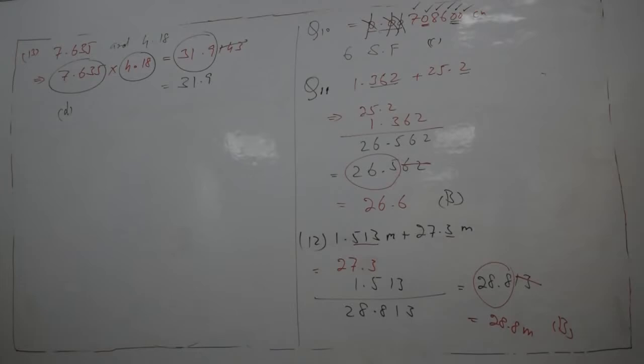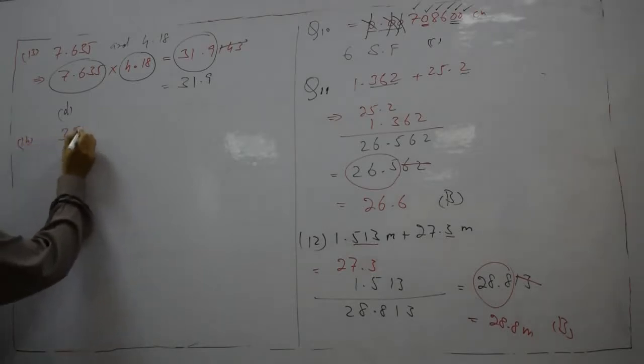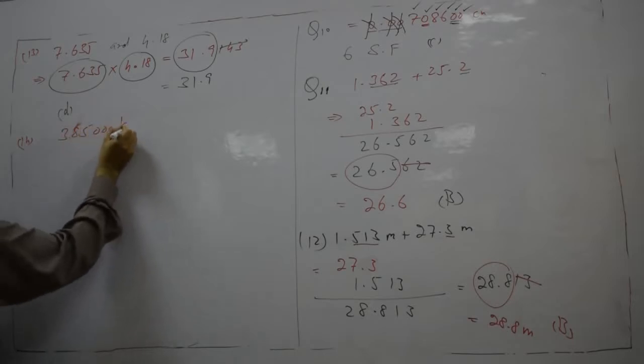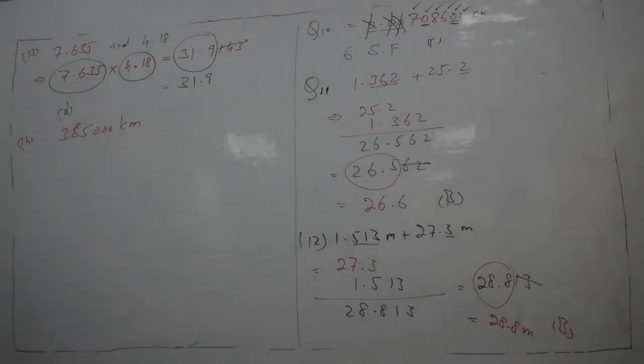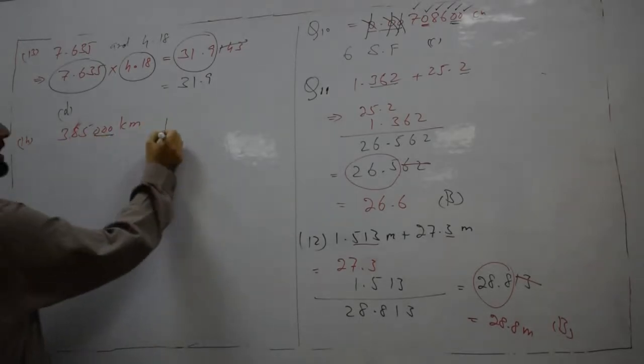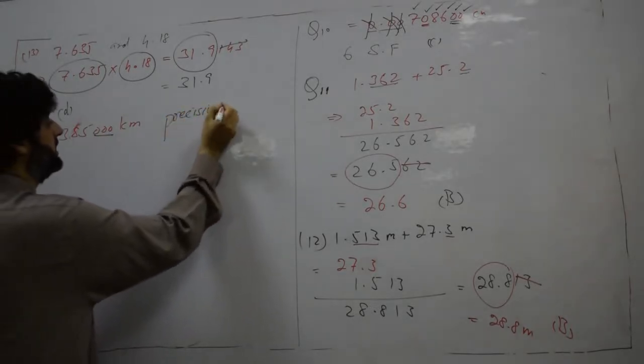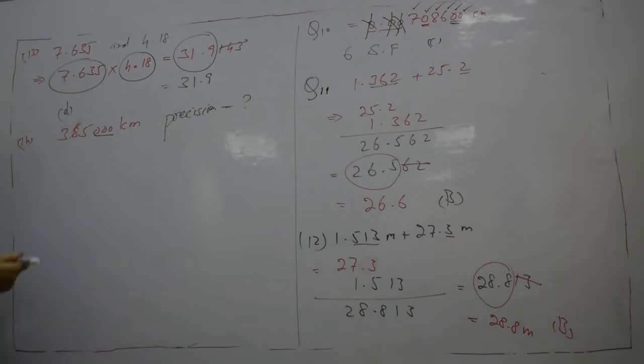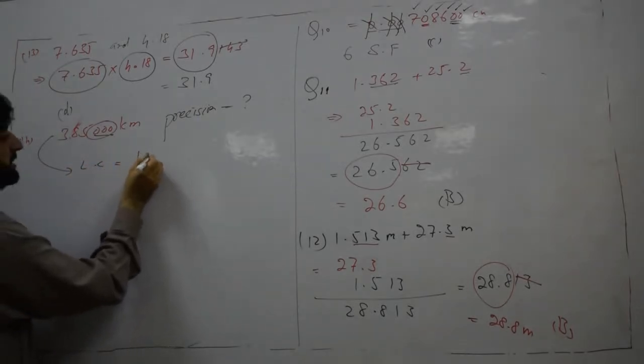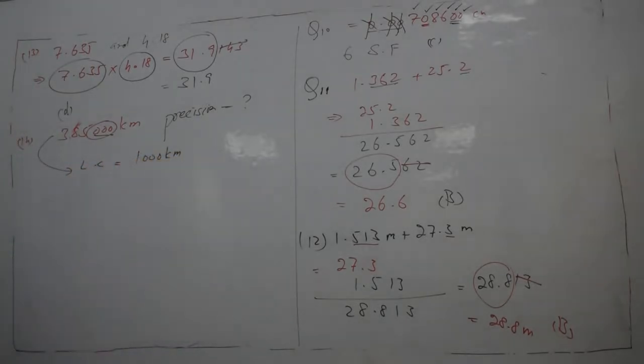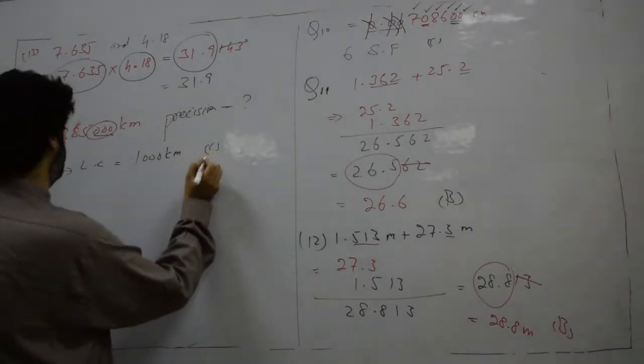Now come towards MCQ number 14, the precision of the measurement 385,000 kilometers. Look here, these three zeros. If they ask for the precision, they ask for the least count. So these three zeros say that the precision or the least count for this measurement is 1,000 kilometers. So option number C is the correct answer.